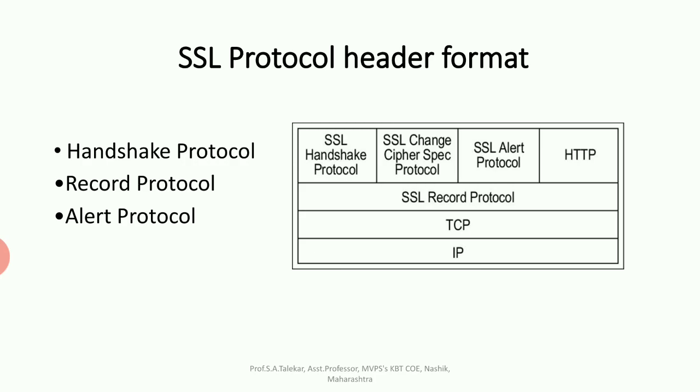In the SSL protocol header format, we can see there are three important protocols. The first is the handshake protocol, the second is the record protocol, and the third is the alert protocol. There are different fields in this header format: SSL handshake protocol, SSL change cipher specification protocol, SSL alert protocol, HTTP, then SSL record protocol, TCP, and then IP. All these protocols we will discuss in detail one by one. Basically, these are the three important protocols related to SSL.